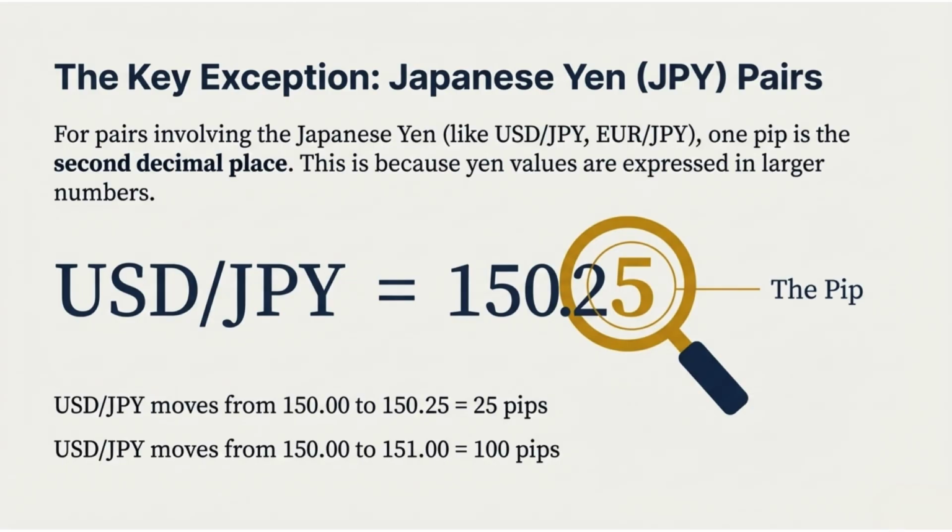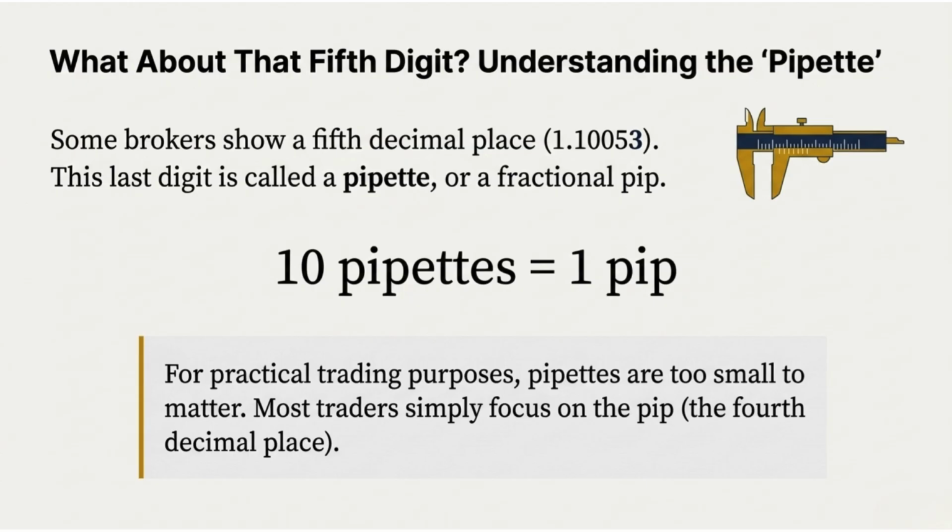That clarification really helps anchor the core definition. But we aren't quite done with the decimals yet, are we? Not quite. We define the pip as the fourth decimal place, but when we look at our charts, a lot of brokers now display 5 decimal places. So what is that fifth lonely, tiny little digit doing there? That smallest digit, the fifth one you're seeing, yeah, that's known as a pipette, or sometimes a fractional pip.